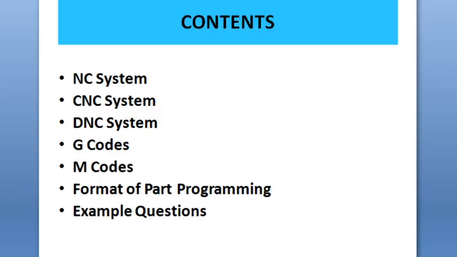These are the contents we are going to discuss: what is NC, CNC, DNC system, the various G codes and M codes used in part programming, then the structure of part programming, then example questions asked in previous years.